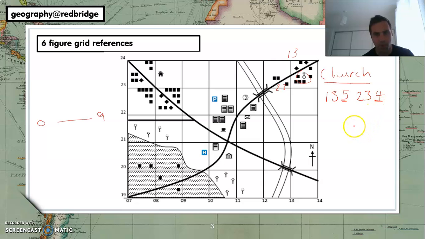So I could do one more for you. So we will have a look at the house just here. Okay, let's put my circle around that one. So we've got the house. All right, so again, look at our eastings, 07, 08. We've crossed the 08 line, not got to 09. So the easting is 08.